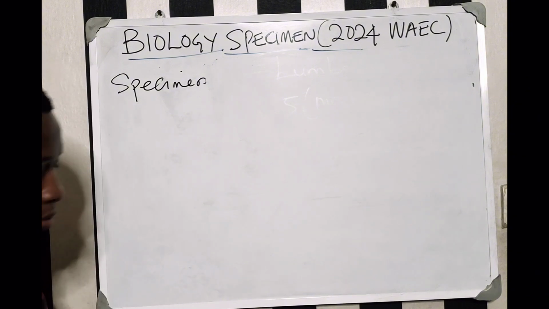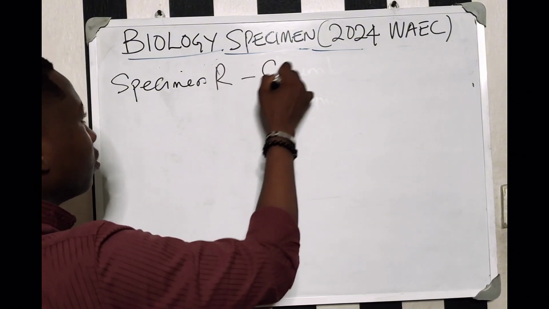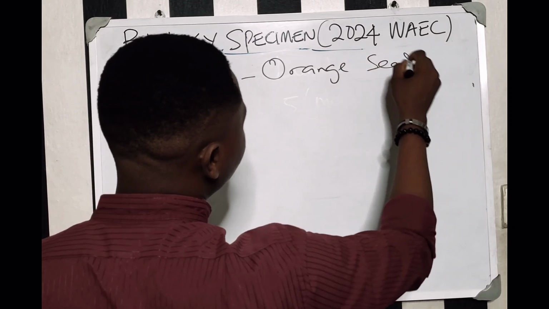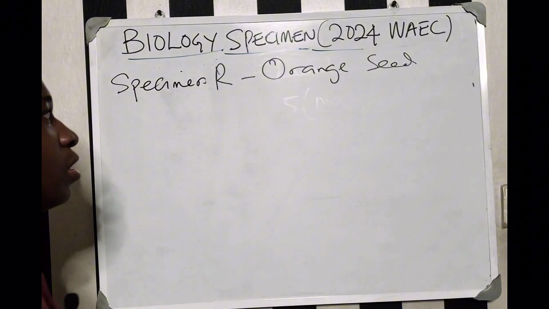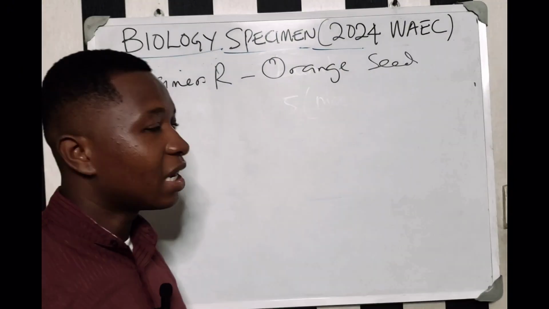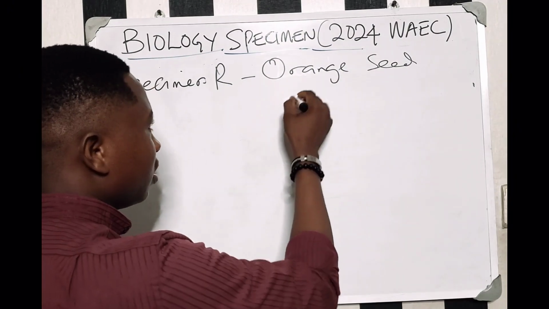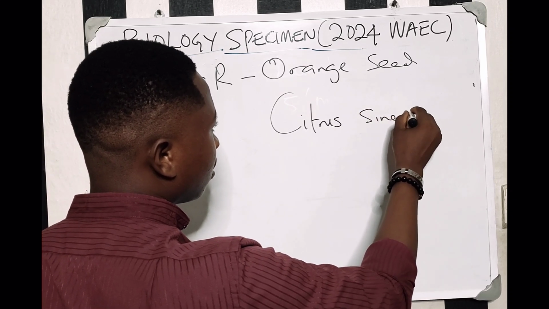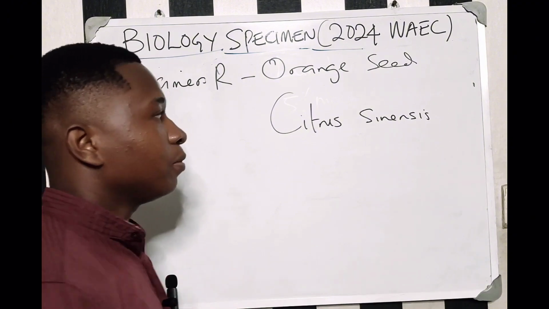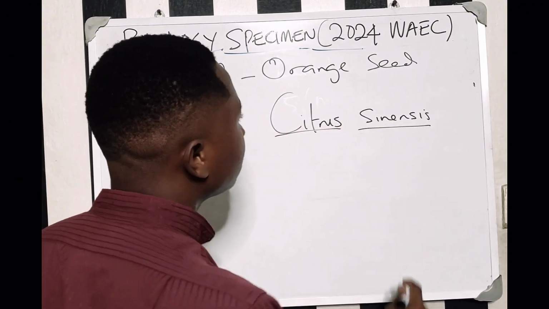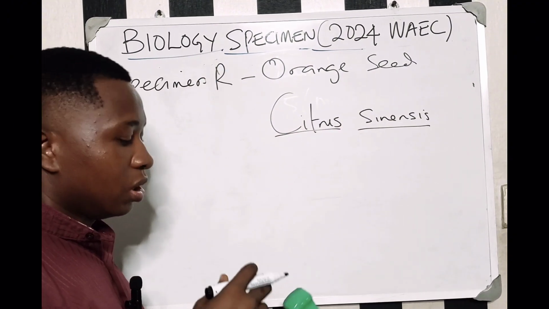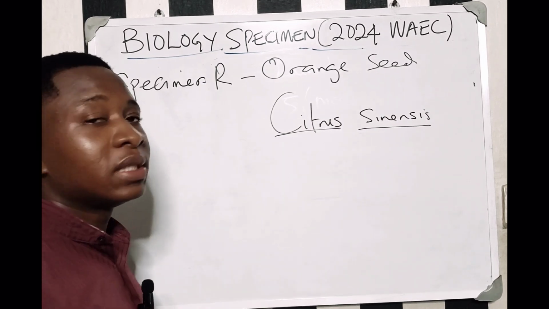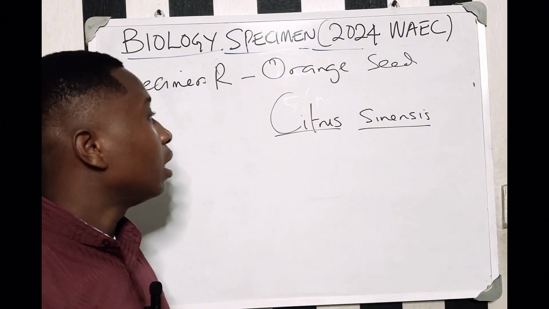I think the last specimen should be specimen R, which is orange seed. Now the orange, you should be able to know the scientific name of orange. So the orange is Citrus sinensis. This is the scientific name of orange. You can check out for the kingdom Plantae, the order, the family, and so on.